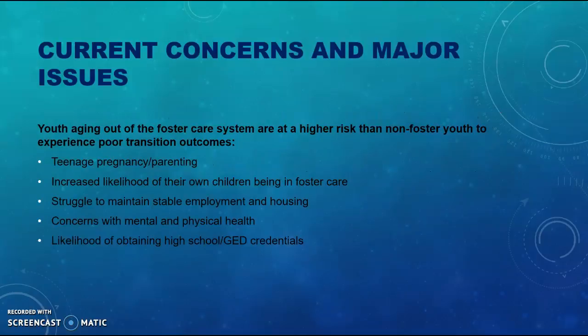Some current concerns and major issues outlined by the literature and current research are that youth aging out of the foster care system are at a higher risk for poor transition outcomes. So things like teenage pregnancy and early parenting ages, struggling to maintain stable employment and housing, an increased likelihood of their own children being in foster care, and also their ability to obtain a high school diploma or GED.